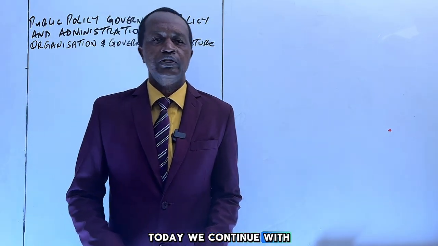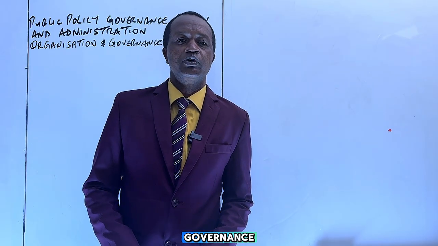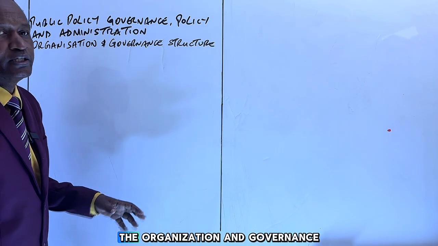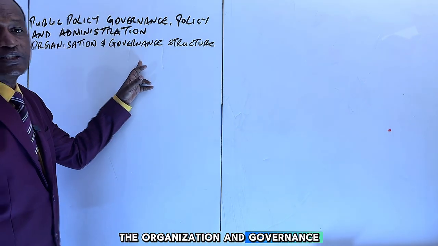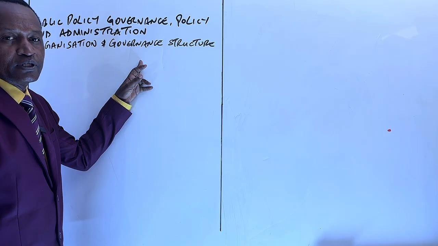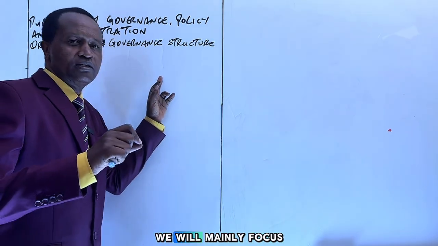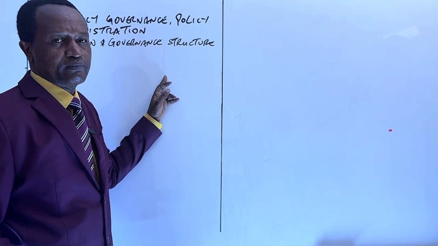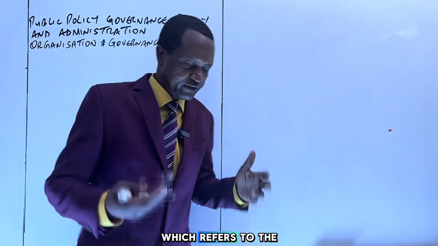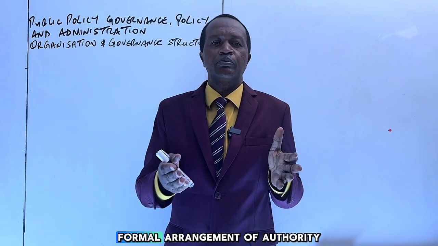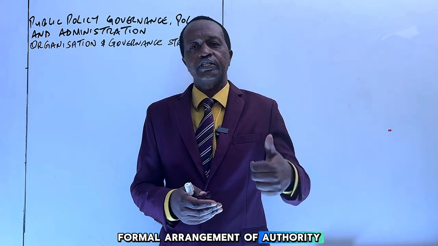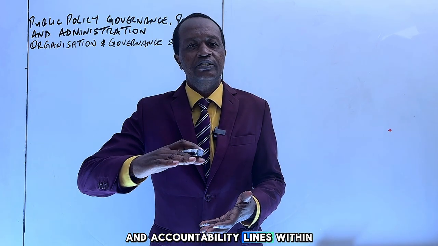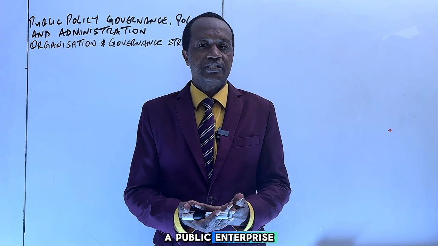Today we continue with the subject Public Sector Governance, Policy and Administration. In today's lesson, we are going to study the organization and governance structure. In this lesson, we will mainly focus on the components of the governance structure, which refers to the formal arrangement of authority, decision-making bodies, and accountability lines within a public enterprise.